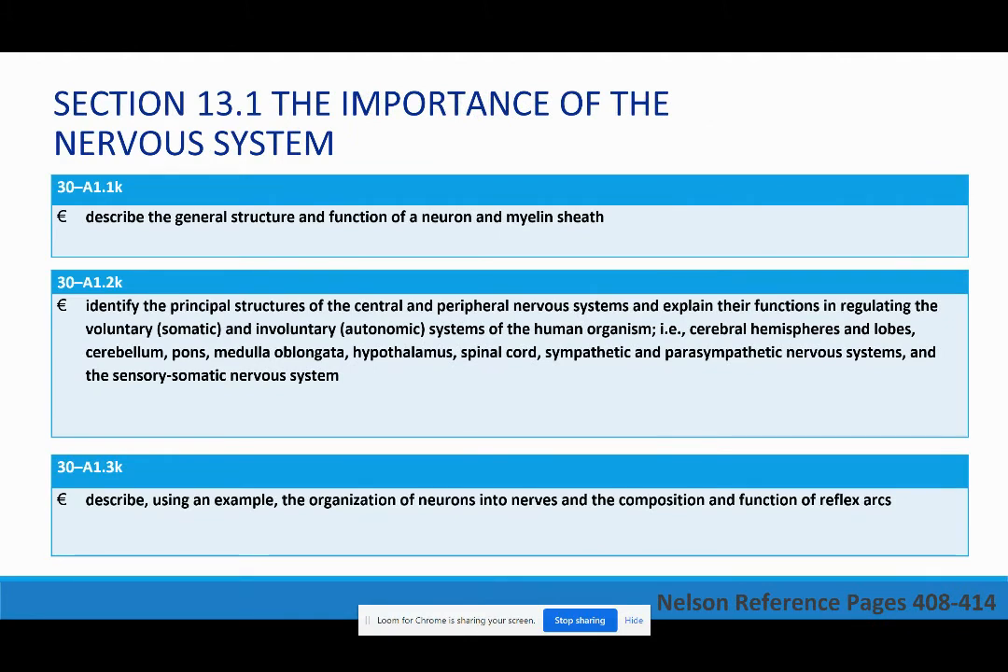So the outcomes we're going to cover are: describe the general structure and function of a neuron and the myelin sheath. Identify the principal structures of the central and peripheral nervous systems and explain their functions in regulating the voluntary, somatic, or involuntary autonomic, kind of like automatic, systems of the human organism. And then we've got a bunch of terminology, okay? Some of which we're going to cover today, some of which is going to be covered as we move through the rest of this chapter.